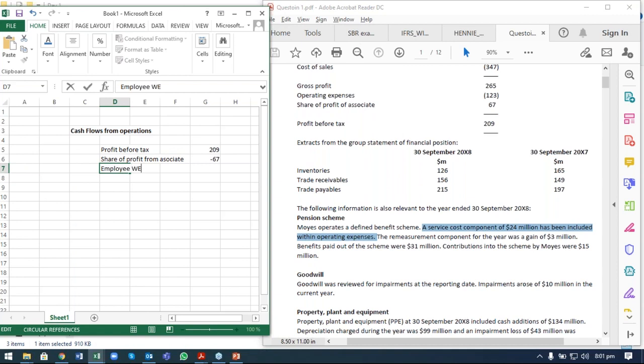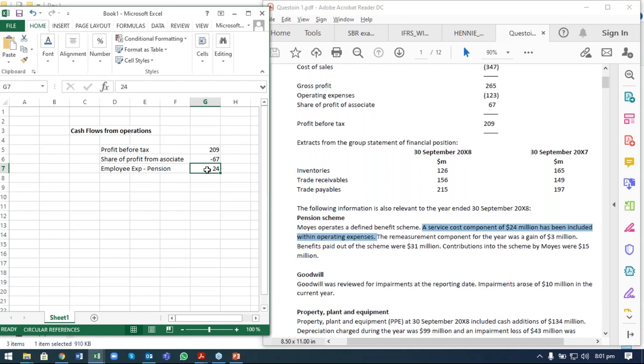I'm naming it as employee expenses, and we named it as related to pension, right? So that the examiner could understand what I actually mean. So I'm going to adjust it 24 million because this is an expense that I already reduced this profit from tax. So I'm going to add it back to increase the profit once again.